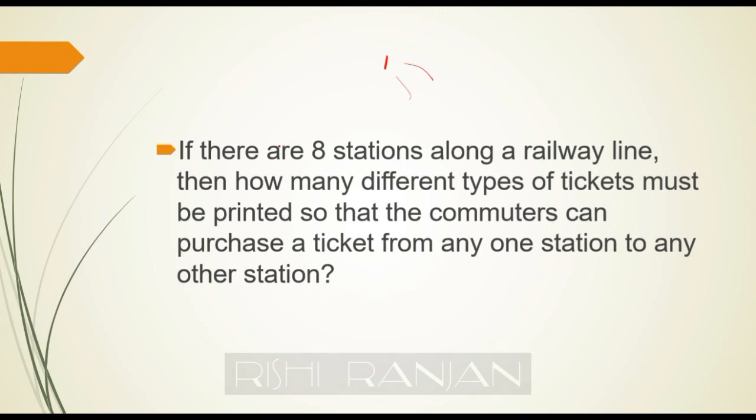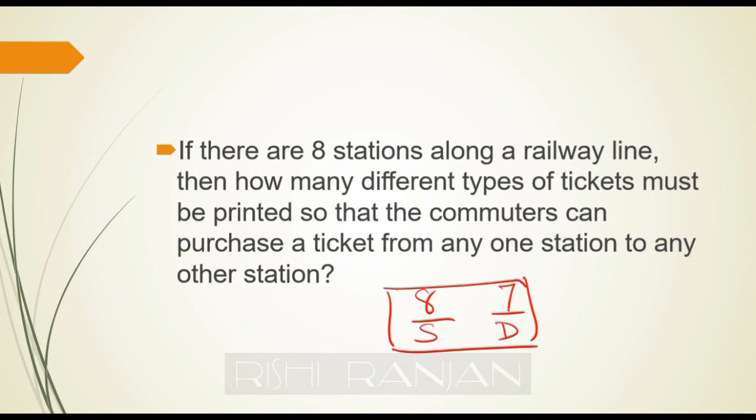So how many types of tickets are possible? Now if I try to calculate, what is a ticket? A ticket has this information: source station and destination station. This is the most important information on the ticket. Now for the source I have 8 options. Once a station becomes the source, it cannot be the destination. So for the destination I have only 7 options.